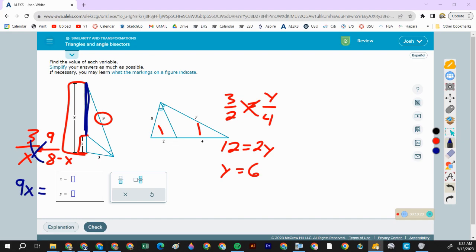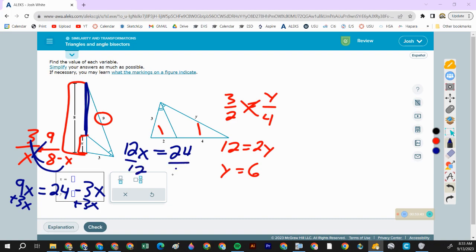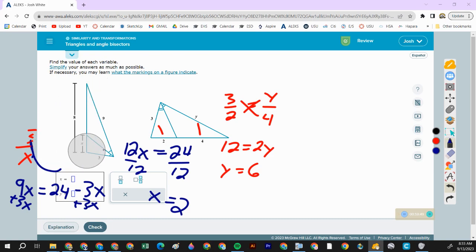9x equals 24 minus 3x. Add 3x. Now you get 12x equals 24. Divide by 12. And x is 2. So it doesn't ask this question, but how long is this side? It's 6. So we just pretended we knew what x was, threw it into the equation, solved for it, and we now know that that length is 6 because this length is 2.